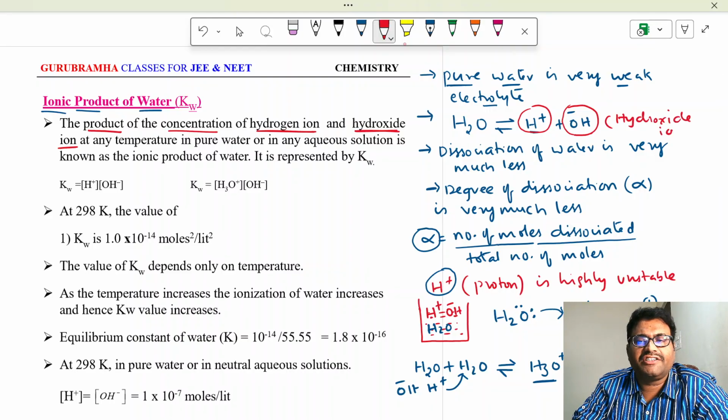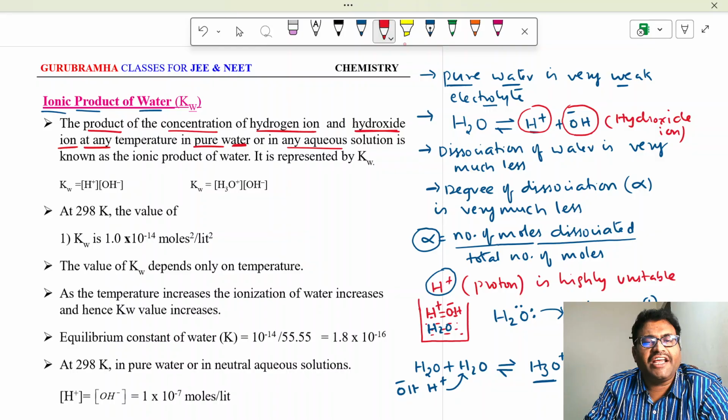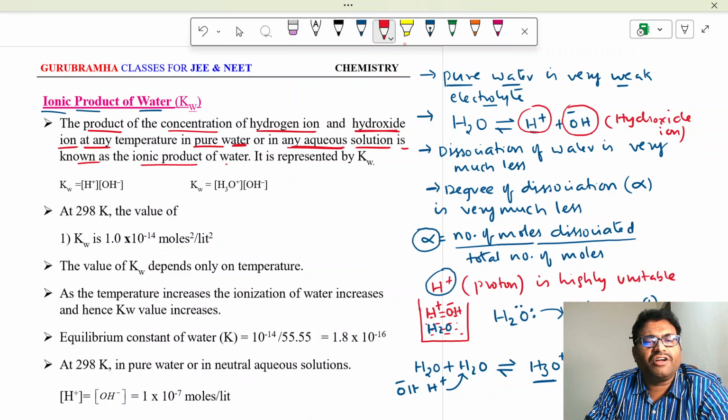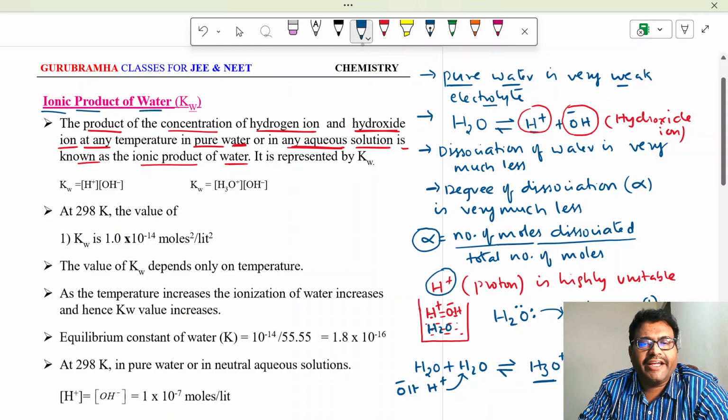Hydroxide ion, right? So now you can see, at any temperature, in pure water or in any aqueous solution, the product is known as the ionic product of water. Aqueous solution means some other substance is dissolved in water. So the ionic product of water is represented by Kw.